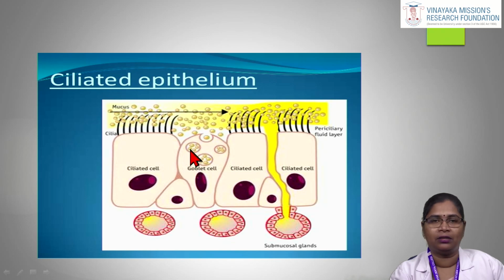The goblet cell. It is a specialized cell that is present in the epithelium of the maxillary sinus. This is the goblet cell. It displays all of the characteristic features of a secretory cell.